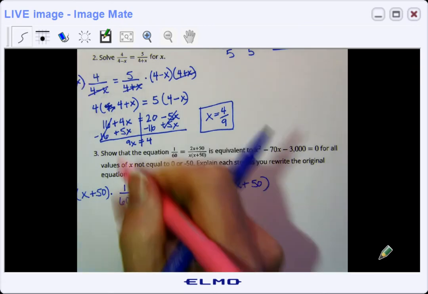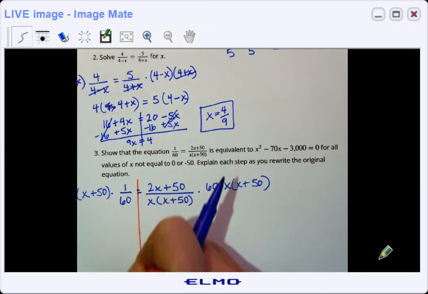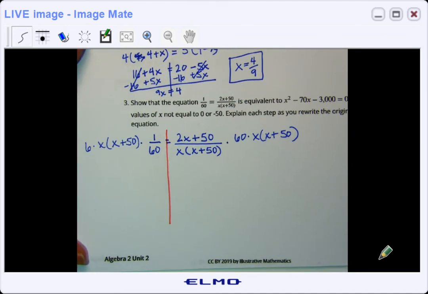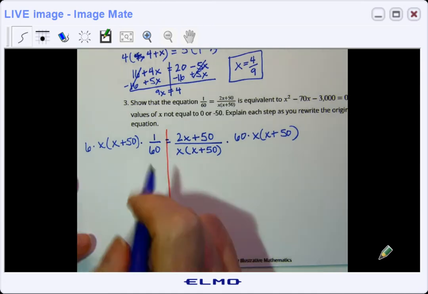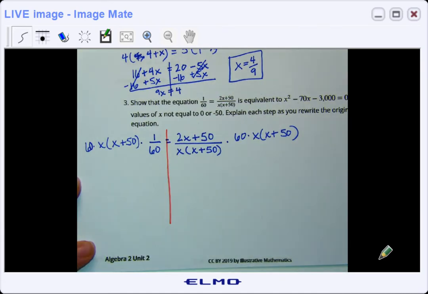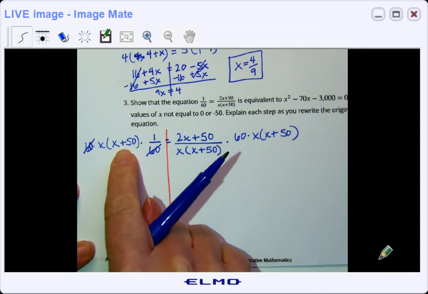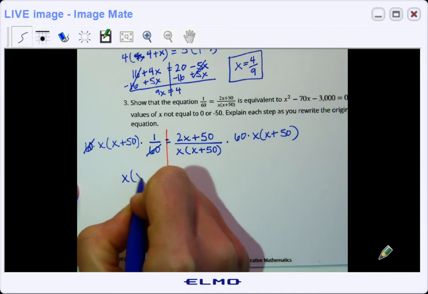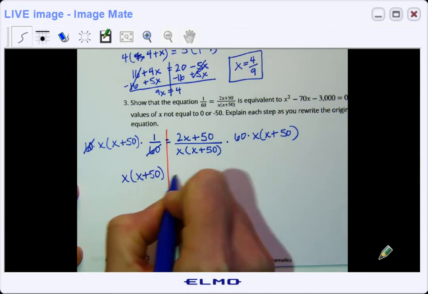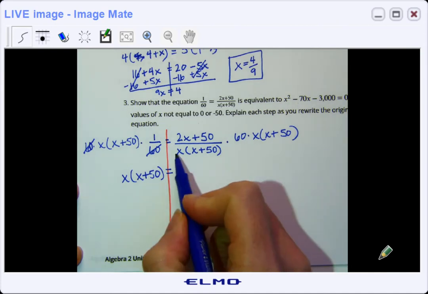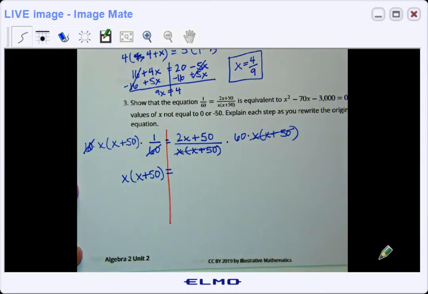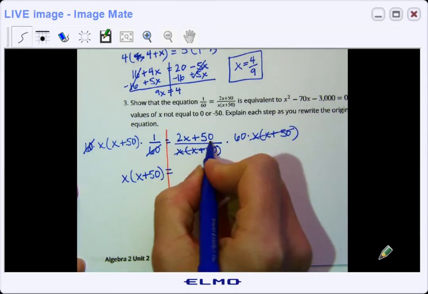Okay, so I'm going to put my line down the equal sign so I can keep track of everything and see where all the terms are. Oh, this should be a 60, not a 6. All right, so the 60s over here cancel out. I have x times x plus 50 times 1, so really it's just x times x plus 50. And then over here, x times x plus 50, so I'm really just multiplying that by 60.